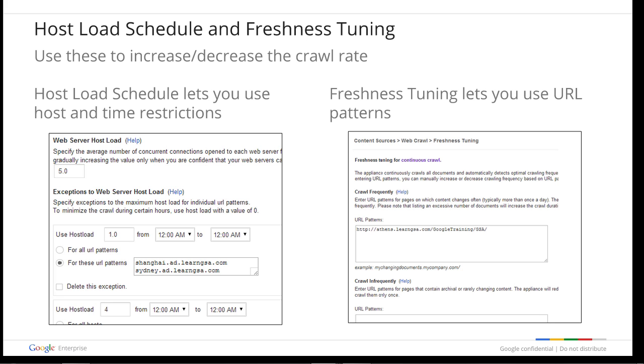Freshness tuning lets you specify that some URLs change more or less frequently than others. URL patterns used in crawl frequently will be crawled more than once a day if possible. URL patterns used in crawl infrequently will only be crawled once. You will need to tell the GSA to recrawl them if they change. You can do that from this page as well. Finally, you can tell the GSA to recrawl documents regardless of how they respond to if modified since requests, which we'll discuss a bit later.